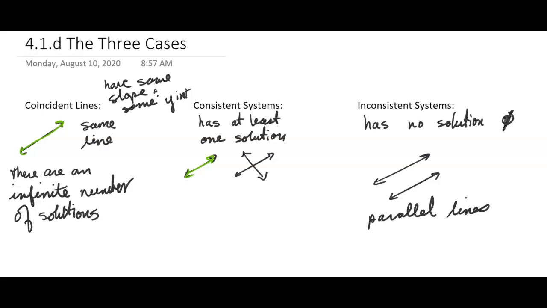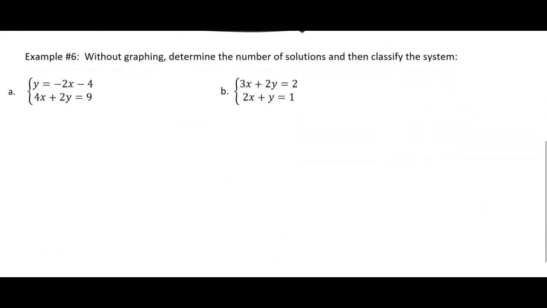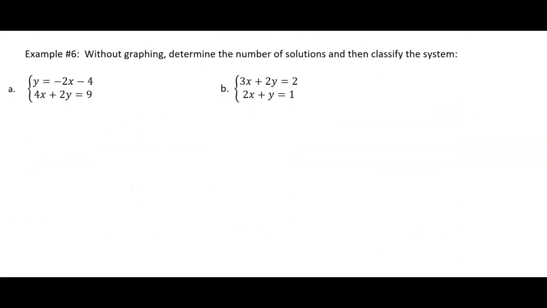The empty set. Okay, so again, you'll know if they're parallel or if they're coincident if you put them in slope-intercept form, y equals mx plus b. A lot of times students remember that. So that's going to be the key to this next problem. We're going to just put them in slope-intercept form.